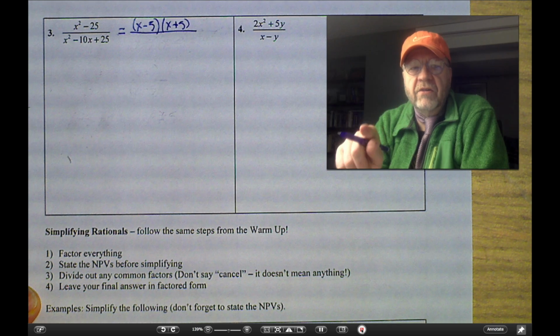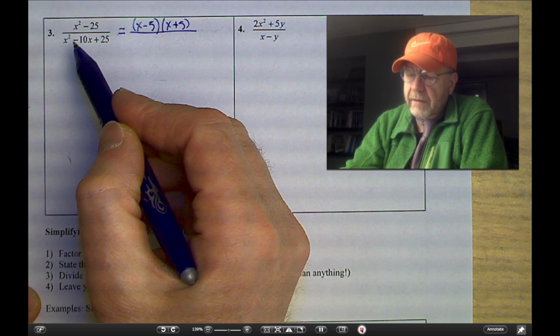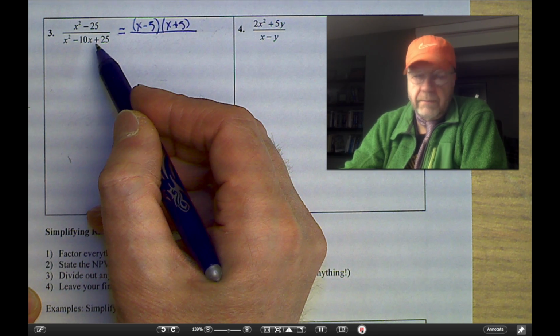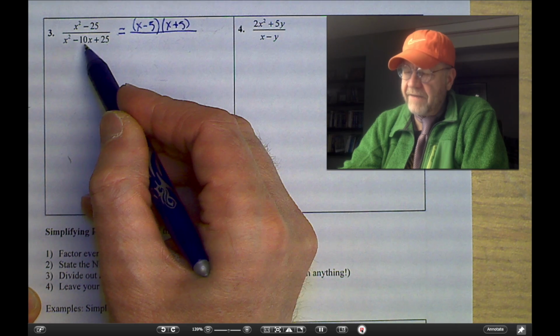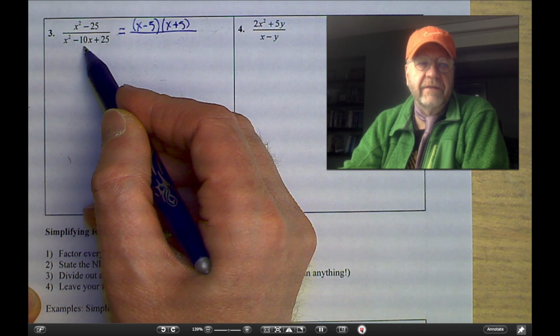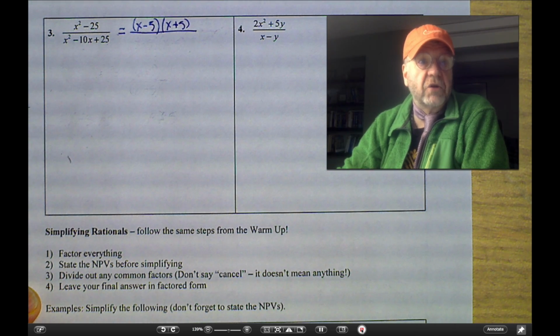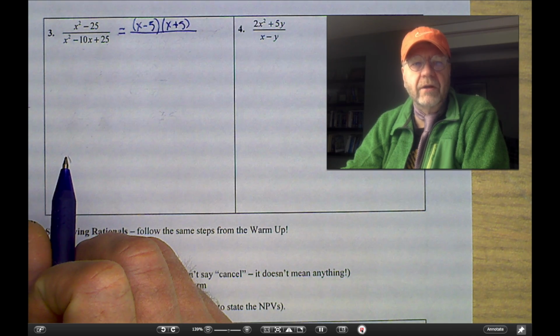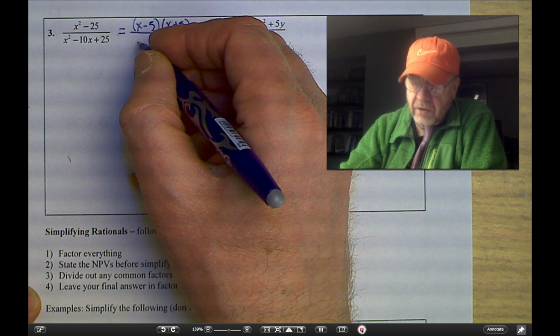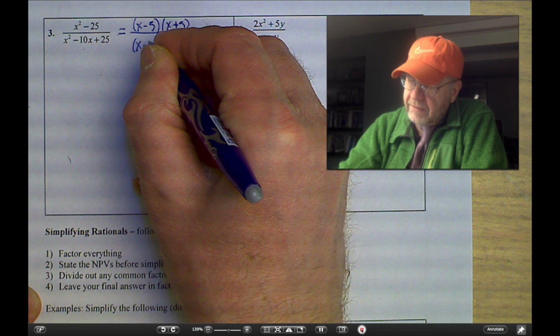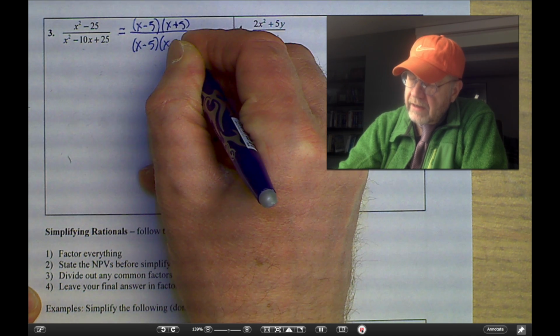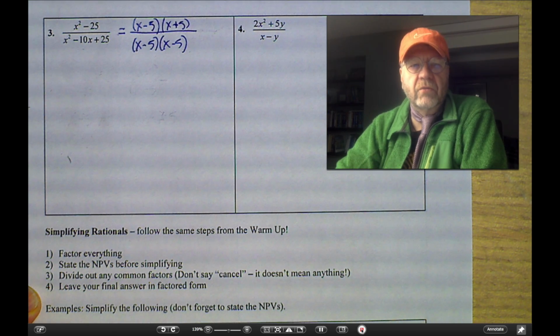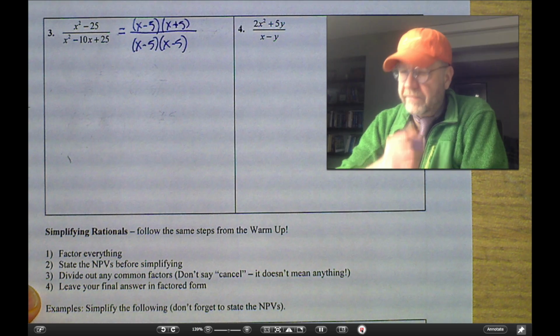And you should also recognize the denominator, because this value is half of that value squared. Half of negative 10 is negative 5, and negative 5 squared is positive 25. Do you recognize that? It's a perfect square trinomial. And how does that factor out? Well, it's x minus 5 quantity squared, or x minus 5 times x minus 5.